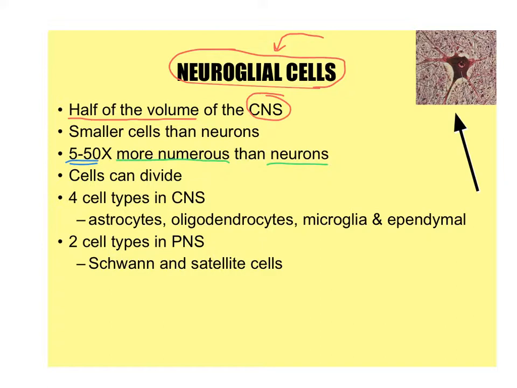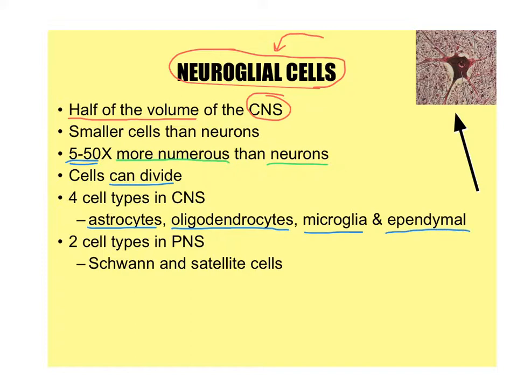Now these cells can divide. Remember, neurons are amitotic, so they cannot reproduce, but these guys can. We're going to learn basically 4 different types, and we're going to go over them in detail coming up. We have the astrocytes, oligodendrocytes, microglia cells, and ependymal cells.